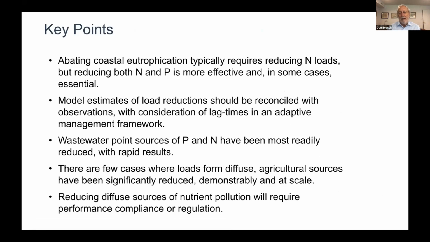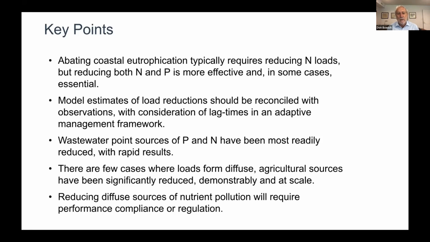Coastal systems require careful attention to both nitrogen and phosphorus loads. In some cases, one's more important than the other. We really need to do a better job of reconciling what we think is going on with respect to our management models to real observations in the real world that factor in intelligent ways to model lag times.